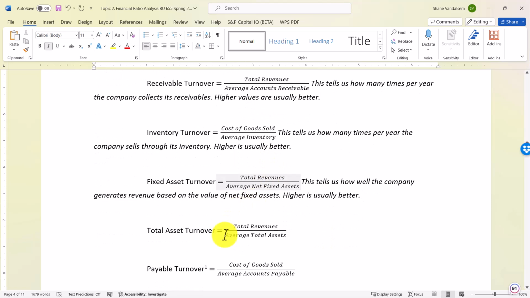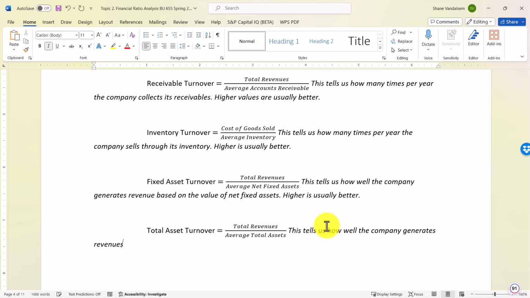And then finally, total asset turnover is related to the fixed asset turnover ratio, because instead of just looking at the fixed assets of the firm, the equipment, the buildings, the land, it's looking at all of the assets of the firm, including things like accounts receivable and inventory and those items as well. And again, higher is usually better.